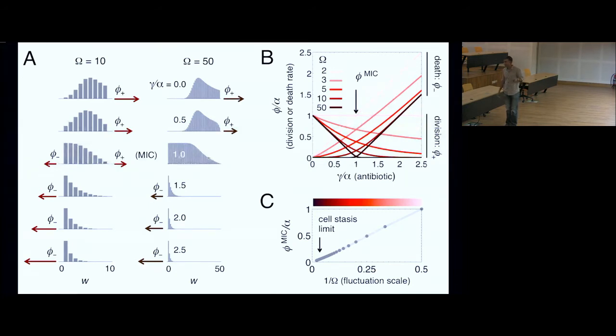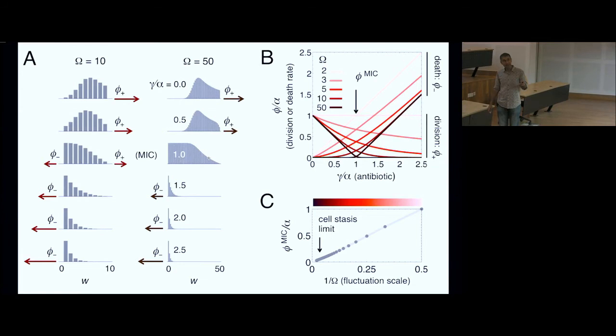Yes? Yeah. Pretty much here, phi minus is very small. So in fact, at gamma equals 0, phi minus is 0 because you never lose widgets. So phi minus is identically 0 for gamma equal to 0 for any value of omega.